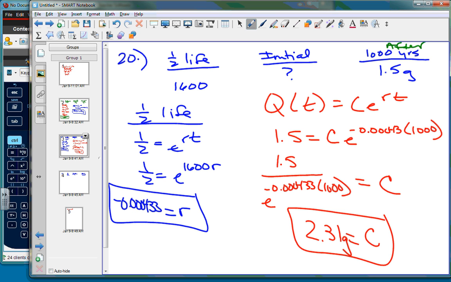Do we understand how to do this on the back of your worksheet now? Yes or no? I need visual here. Do we understand this? Visual or verbal?